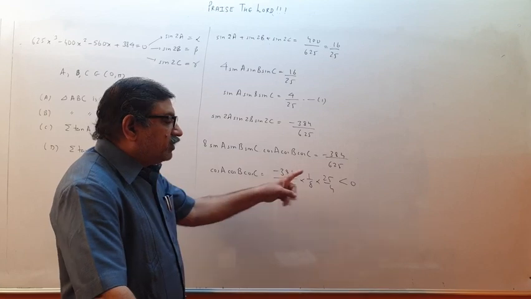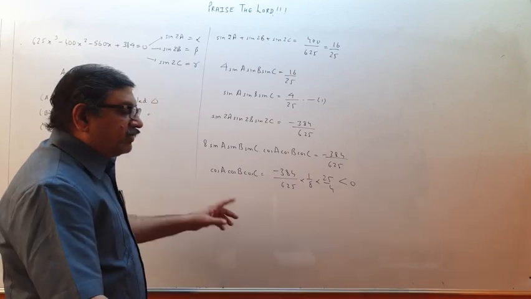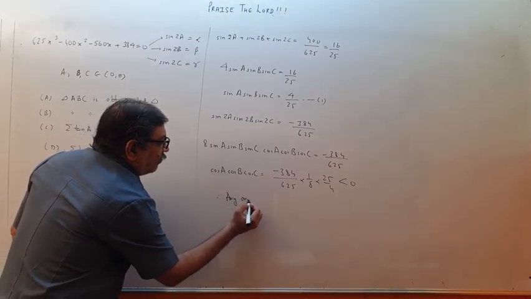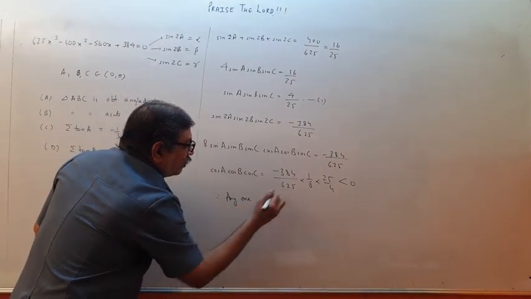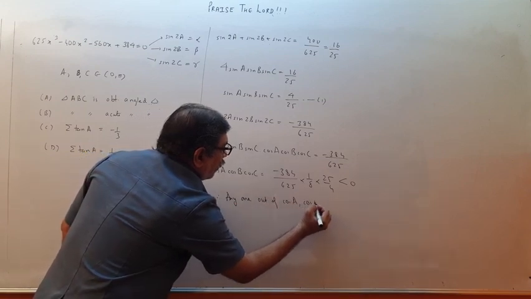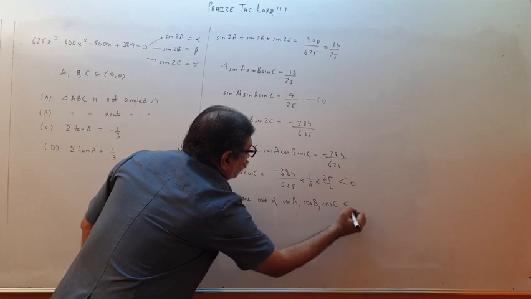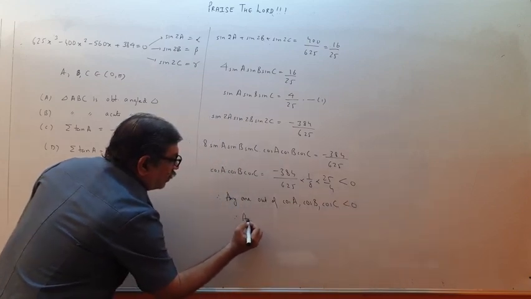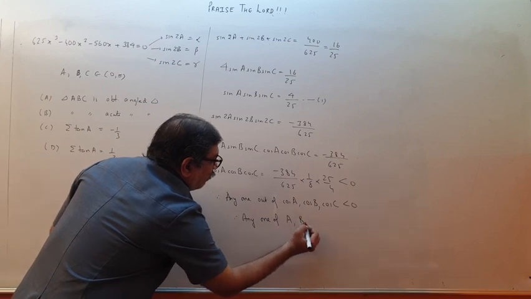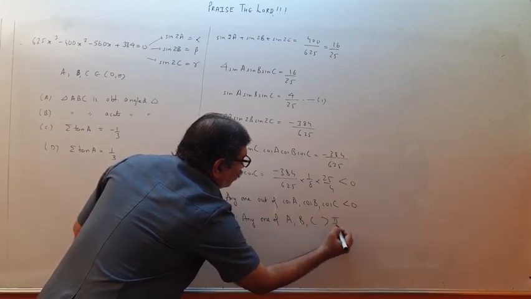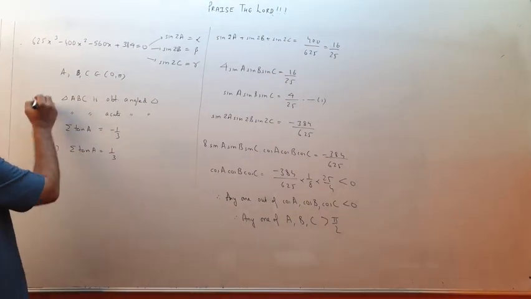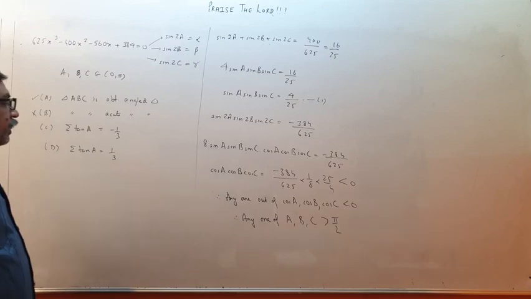So cos A cos B cos C is less than 0. It means any one angle is obtuse. Therefore, any one out of cos A, cos B, cos C is less than 0. Therefore, any one of A, B or C is more than pi by 2. Any one. So it is an obtuse angle triangle. So we take up this one. This is wrong. It is not an acute angle triangle.